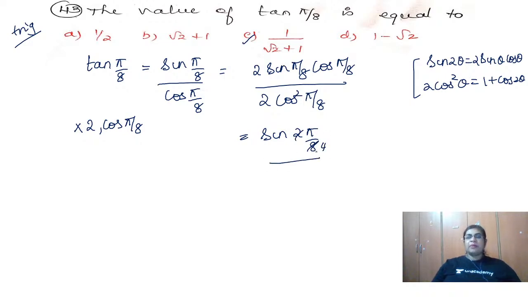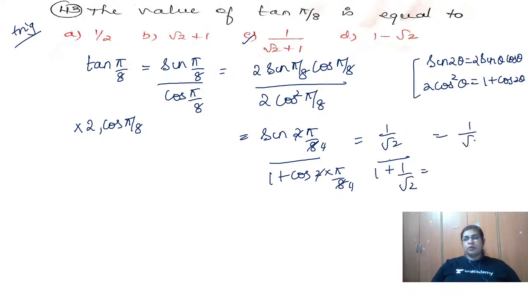So this becomes sin pi by 4, whose value I know. And 2 cos square theta is 1 plus cos 2 into pi by 8, so it is nothing but pi by 4. What is sin pi by 4? 1 by root 2, whole divided by 1 plus cos pi by 4, which is 1 by root 2. Take the LCM here: 1 by root 2 over root 2 plus 1 by root 2. Root 2 cancels, and what remains is 1 by root 2 plus 1, and it is the C option. So even though you don't know the standard value, you are still able to get the answer. So that was your C option.